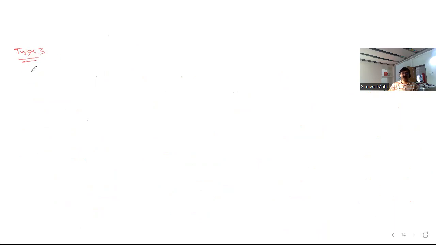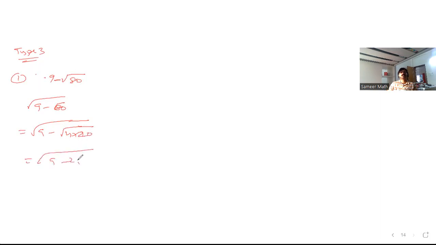What is type 3? In type 3, 2 is not available outside. One example I'll take here: 9 minus root 80. That means the square root of 9 minus root 80 I have to write. So 2 is not available here. What to do? You see whether the number inside is a factor of 4 or not. Yes, 4 into 20. You can write here 9 minus root 80 as 9 minus 2 root 20. Taking 4 outside means we'll get 2.